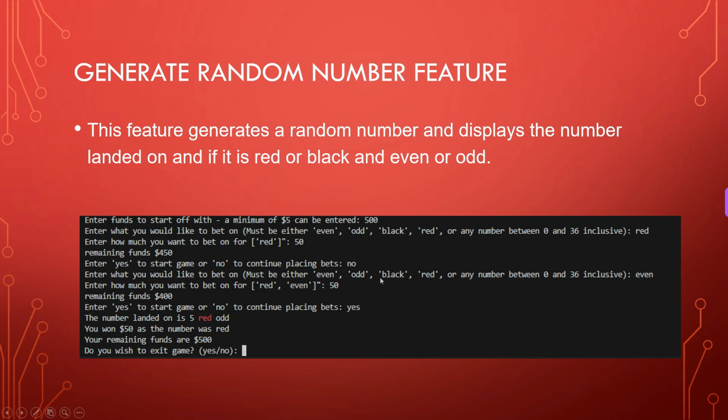The generate random number feature is simulating the roulette wheel, so it generates a random number using the random module. It displays the random number landed on, and if it is red or black or even or odd. So this is a screenshot. So if you start the game, a random number is generated. So 5, red, odd.